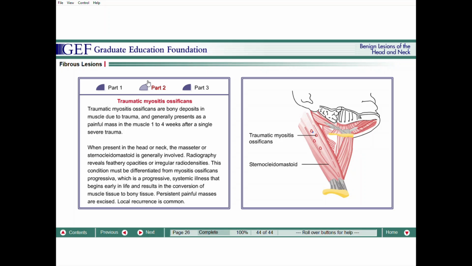This condition must be differentiated from myositis ossificans progressiva, which is a progressive systemic illness that begins early in life and results in the conversion of muscle tissue to bony tissue. Persistent painful masses are excised. Local recurrence is common.